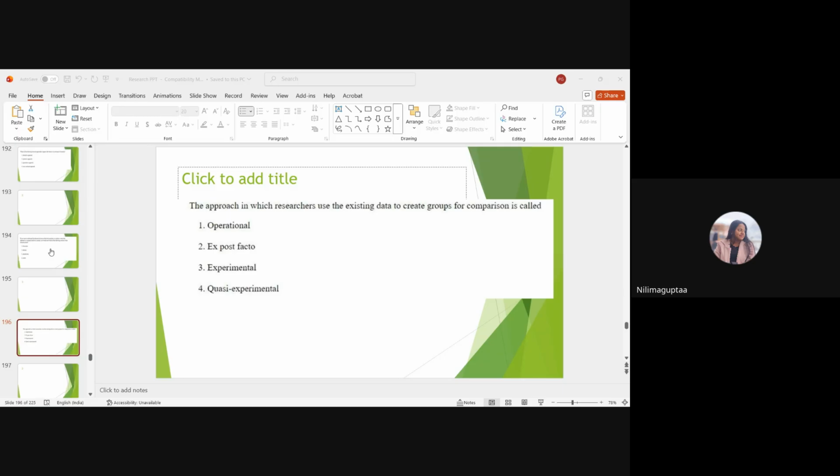So the group's data is already there for comparison, and then we are using the existing data to create groups and bifurcating them, something that has already happened. So the correct answer will be ex post facto.